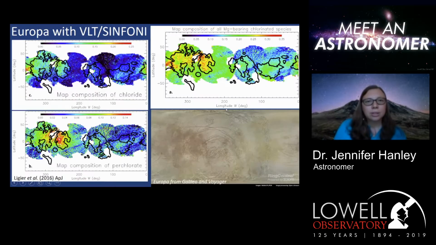So we're trying to see if we see these chlorine salts on Europa. Here are some results from Leger et al. They used the Very Large Telescope to look at the composition. They did spectral mapping, and here we have a visible stretched globe of Europa from Galileo and Voyager. You can see again here's that darker material that I showed in the other image. The magnesium perchlorate and magnesium chloride, when you combine them, tend to align with this darker region.